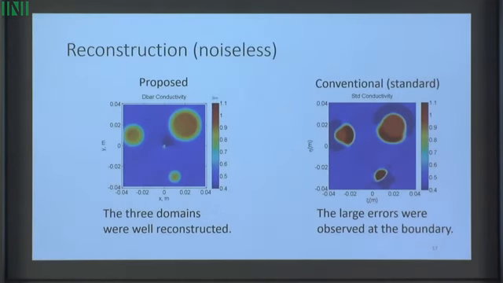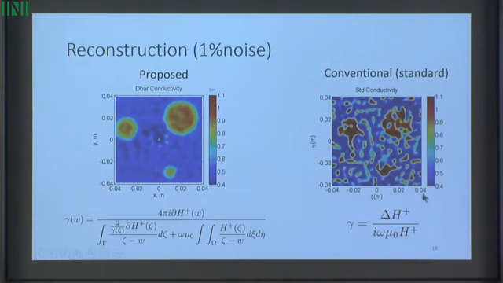Okay, so this is the result. This is the result by our proposed method. 3 domains can be well reconstructed. In contrast, by the conventional method, the domains are deformed, meaning that at the boundary we have large errors. Actually, in these thick blue domains, the conductivity value is negative. That is physically impossible.